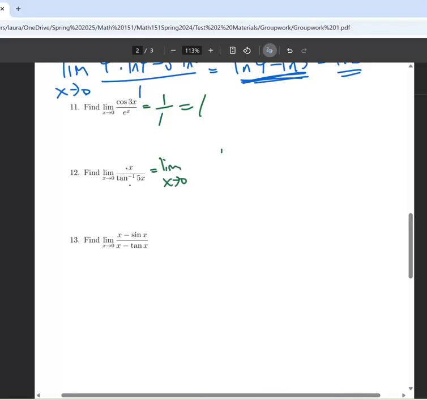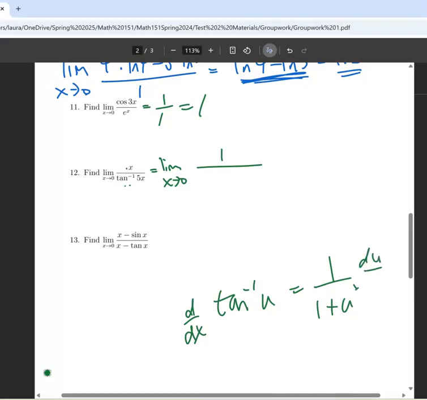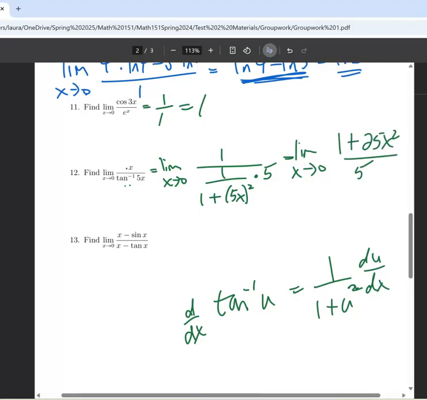So I'm going to take the derivative, 1 over, and you know the derivative of arctangent. Let me remind you, derivative of arctangent of, I'll just put the u in there, 1 over 1 plus u squared times du over dx. Okay, so I'm going to have 1 over 1 plus 5x squared times the derivative of 5. So then I'm just going to multiply by the reciprocal. So I get 1 plus 25x squared over a 5. Now plug in x equals 0. I get 1/5.